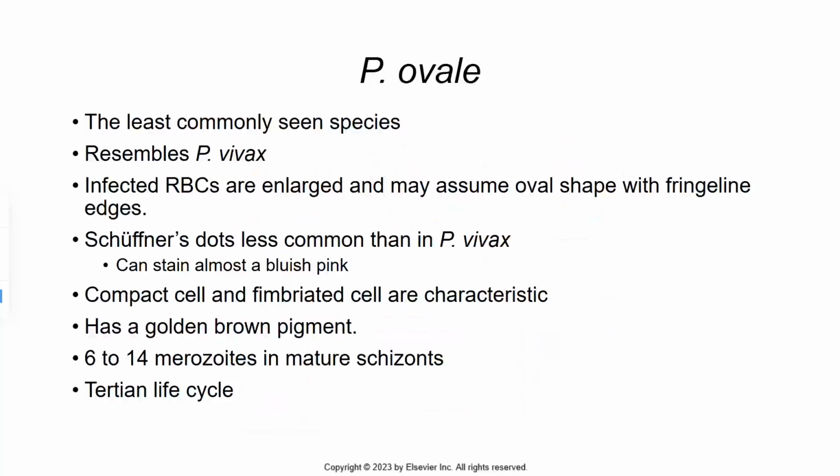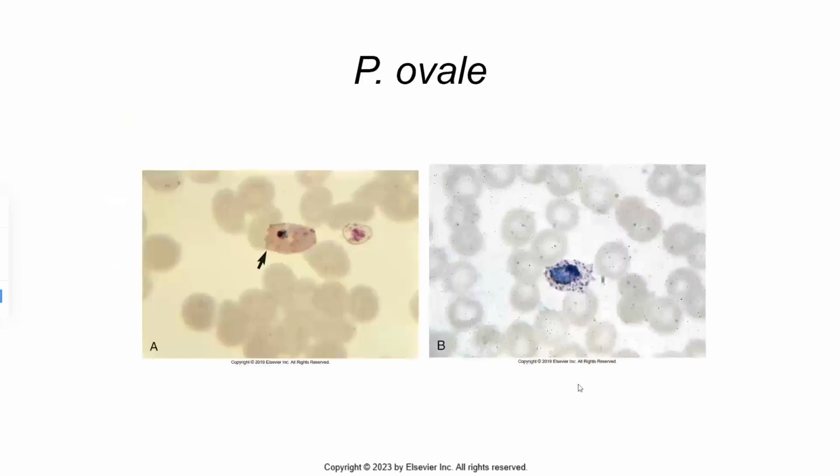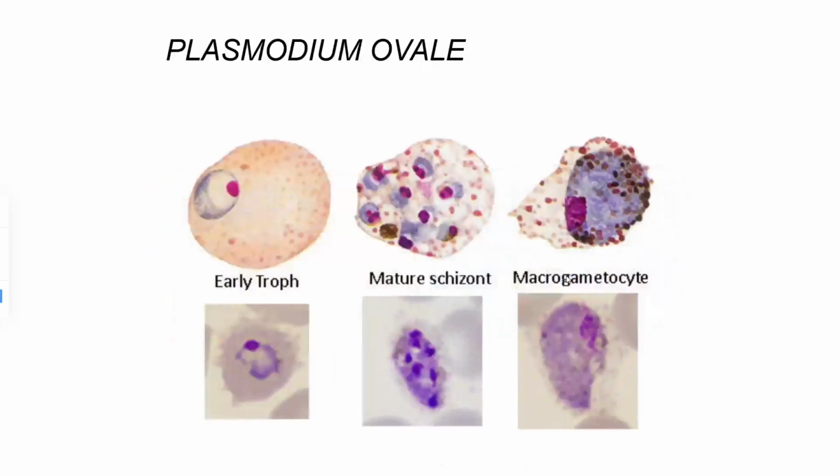P. ovale, least commonly seen species. It resembles P. vivax. Infected red blood cells are enlarged and may assume an oval shape with fringe-like hairs or edges. Schuffner's dots are less common than in P. vivax. Cell stains almost bluish pink. Compact cell and fimbriated cell are characteristic. Has a golden brown pigment. 6 to 14 merozoites in mature schizonts. Tertian life cycle. So here's that color that I was talking about, the bluish color. And here you can see the different forms.